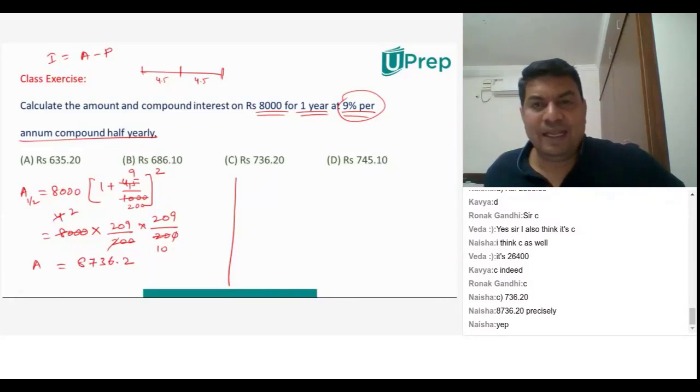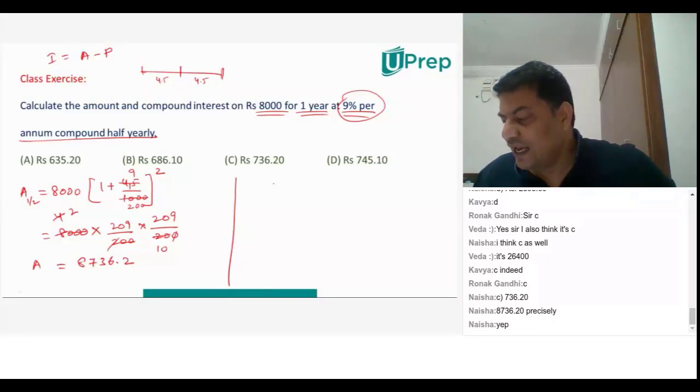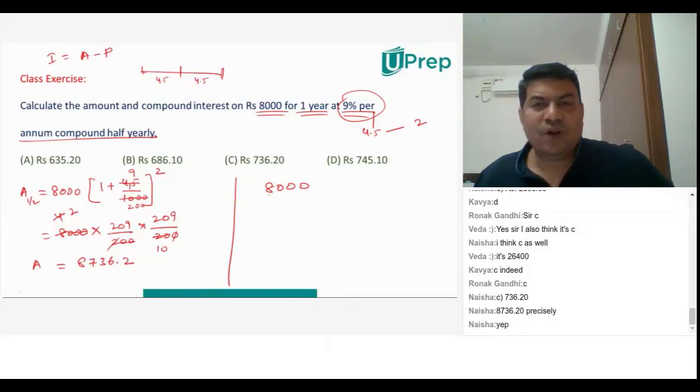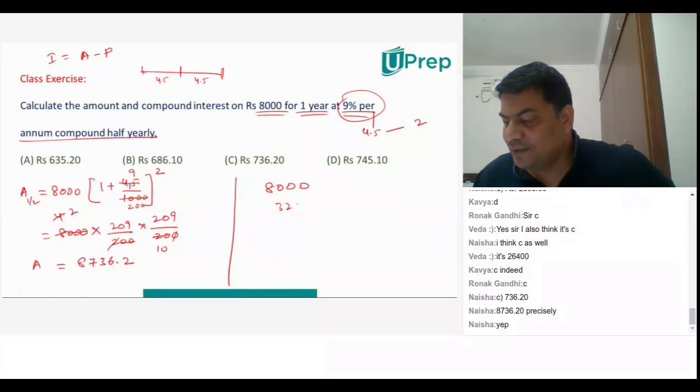Another way of doing it is the way I generally do it. Whenever you have options like this, 8,000. The moment I know it is 4.5%, I have to compound it twice. I'll quickly calculate 4.5% of this. 4% is nothing but 80, so it is 320, right? And 0.5% will be 40, so that will be 360.